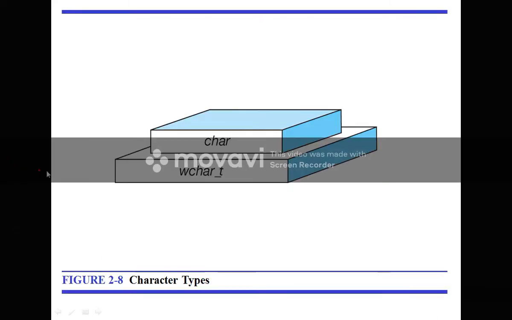Now we will see this data type one by one. First one, character type. Character type has two types, that is char and wchar. Char is used to store a single alphabet, and if the character is wide then we use wchar. So these are the two types of character data type.